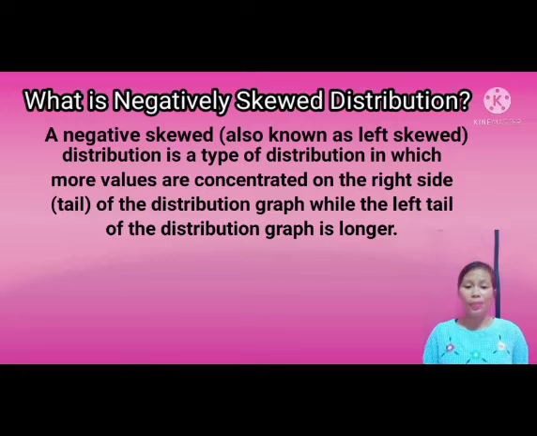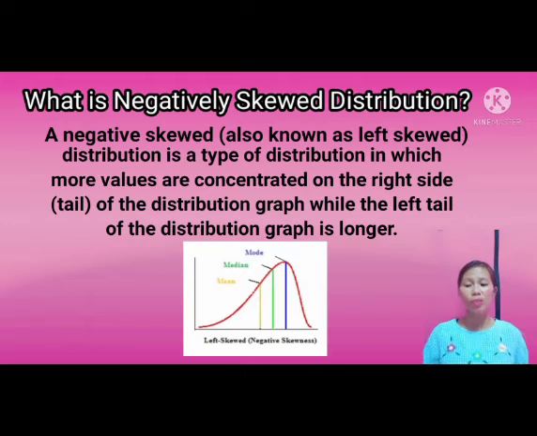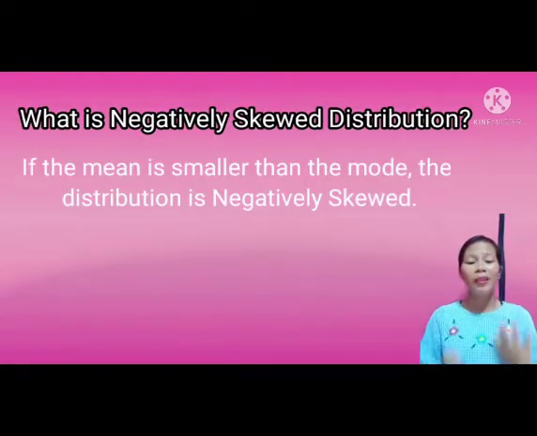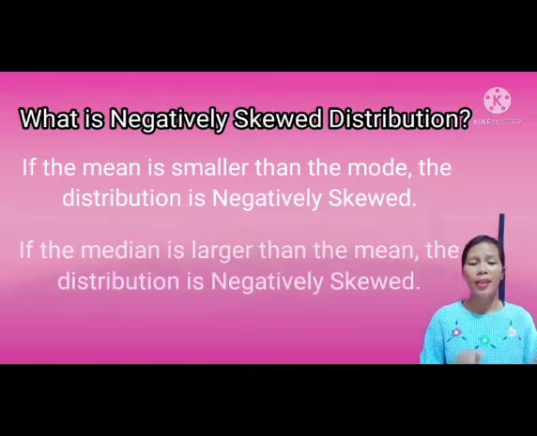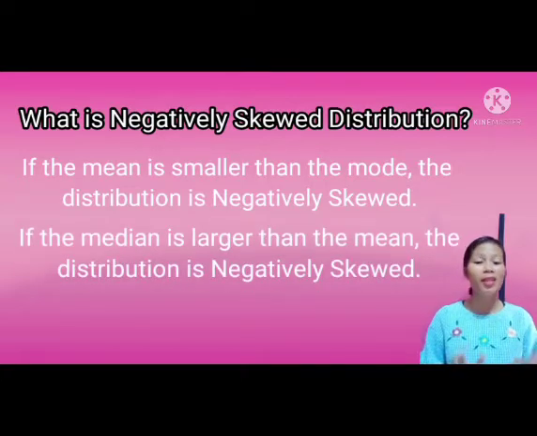A negatively skewed, also known as a left skewed, distribution is a type of distribution in which more values are concentrated in the right side tail of the distribution graph, while the left tail of the distribution graph is longer. If the mean is smaller than the mode, the distribution is negatively skewed. On the other hand, if the median is larger than the mean, the distribution is negatively skewed.